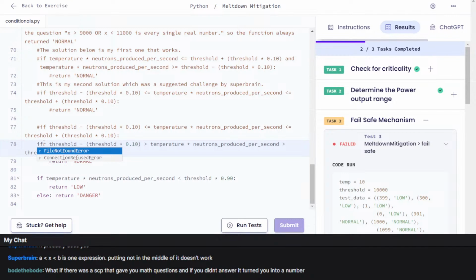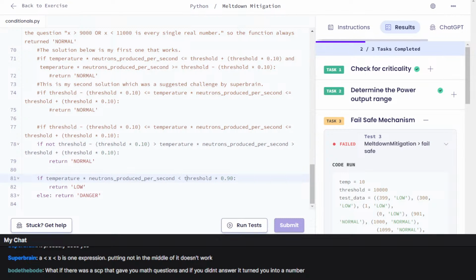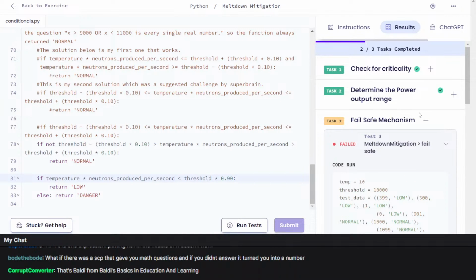Yeah, it should be not. If... Wait, Bodefi, try Bode again. Says what if there was an SCP that gave you math questions and if you didn't answer it turned you into a number? So you basically become one with math. That's a good thing. So I would want to answer them wrong anyway, because I want to be... If I'm a number, then I know math better.